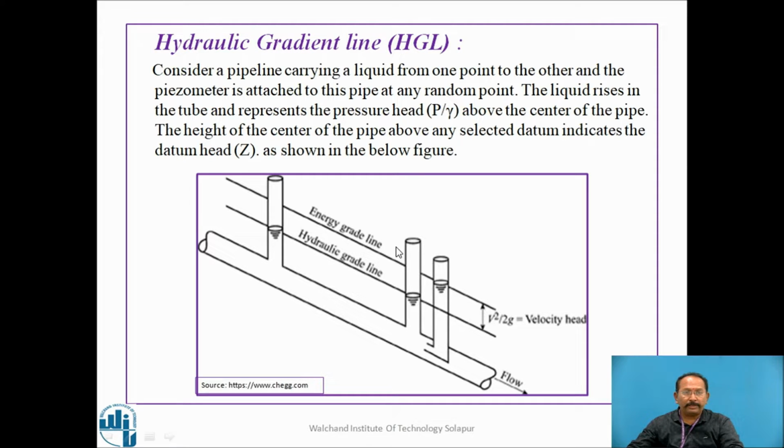Just see this figure first, all of you. So this is a pipeline over which the piezometers are attached. Now first of all we'll see about the hydraulic gradient line. Consider a pipeline carrying a liquid from one point to another point, and the piezometers attached to this pipe at any random point. The liquid rises in the tube. You can see here, the liquid rises in the tube.